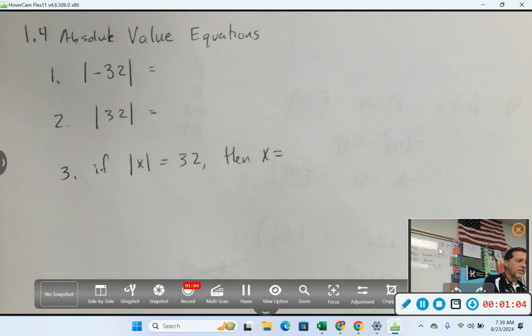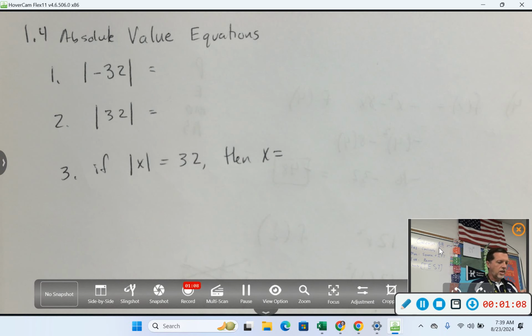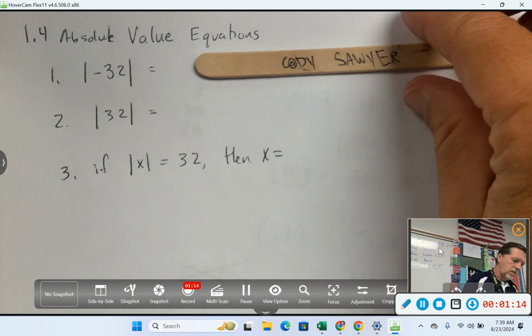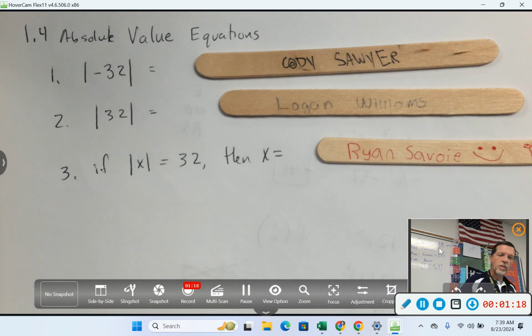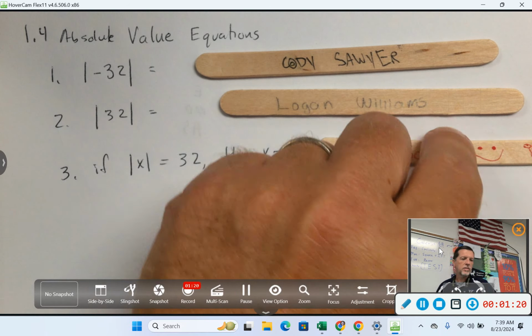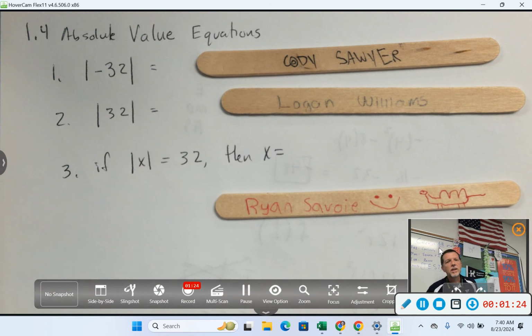Absolute value of negative 32. Absolute value of 32. And then if the absolute value of x is 32, so thinking backwards here, what does x equal? Put Ryan on the spot for the hard one.